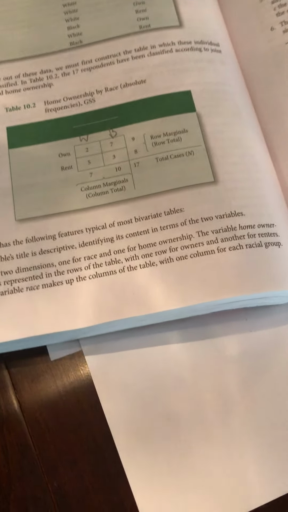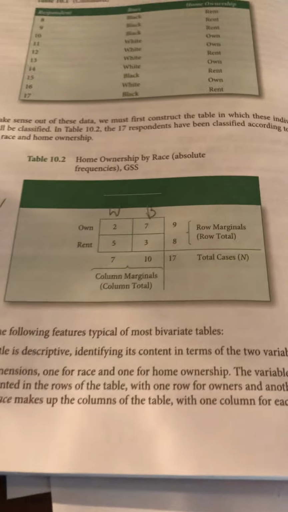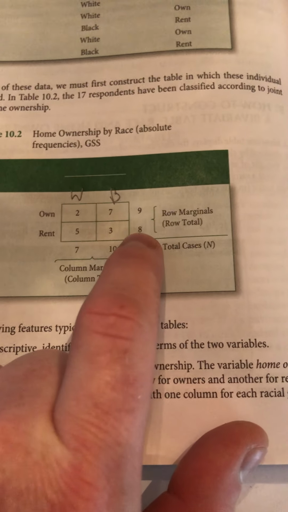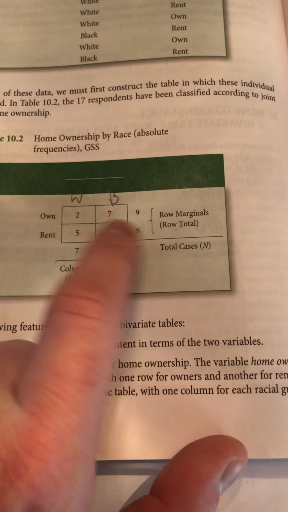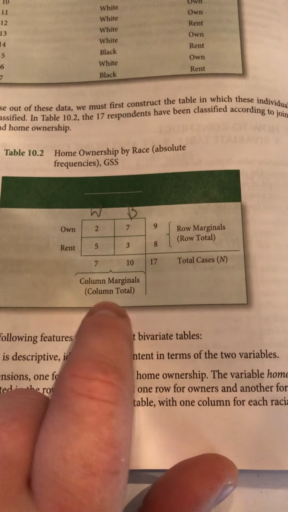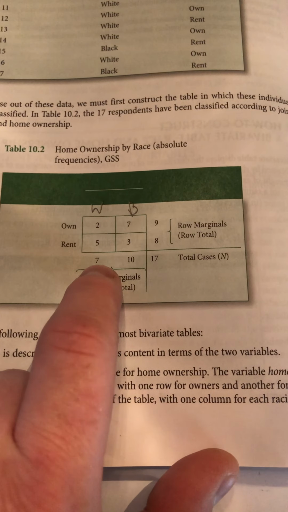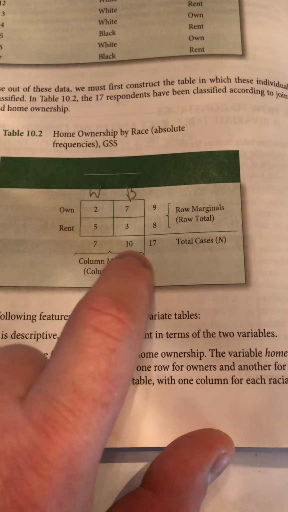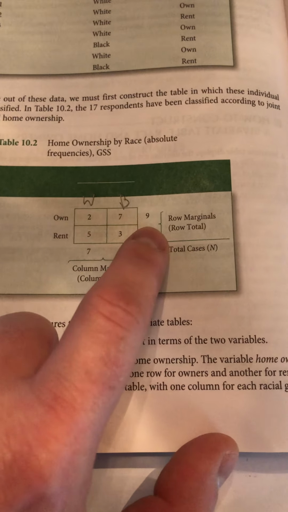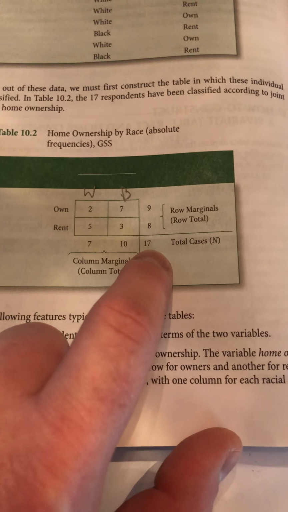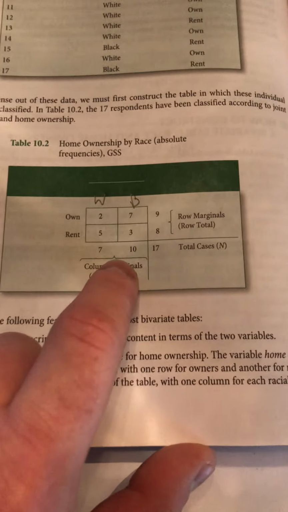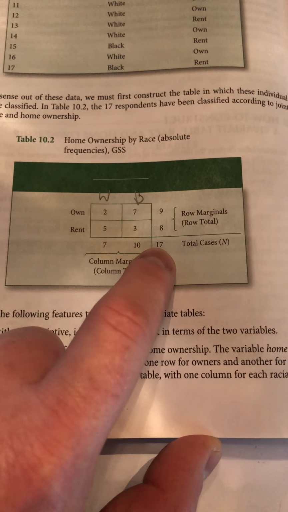What can be a little tricky is the marginals, but the marginals are just the row totals. So let's take a look at this. It's 9 and 8. This just tells us that 9 people in the sample own and 8 people rent. And then the column marginals will tell us that there's 7 white people in our sample and 10 black people. Okay? And obviously the column marginals and the row marginals should add up to the same. They're both 17. But the actual numbers will be different, but they'll still add up to 17.